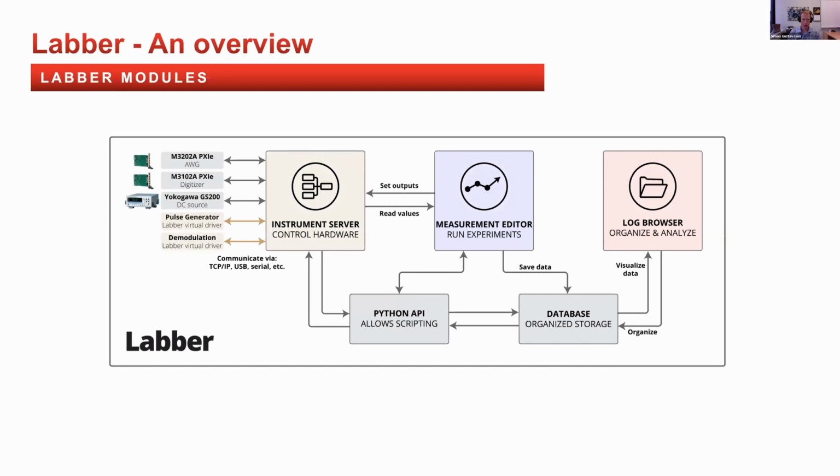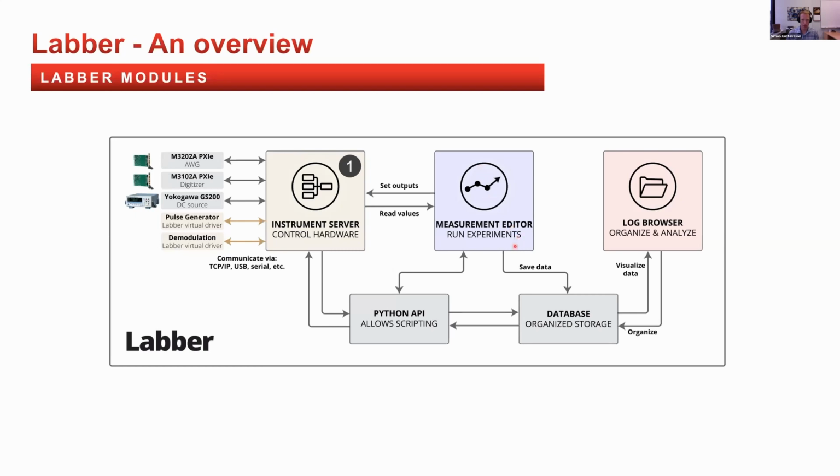So Labber consists of 3 different modules. It has an instrument server. Let me show this highlighter. On the left here, the instrument server talks to different instruments of different kinds, and this could be really any kind of instrument. It could be a DC source, it could be a Keysight instrument, or any other type of instrument. And then there is the measurement editor, which talks to the server to output and read values in these instruments. And finally, there's a log browser for looking at data that is stored after the measurement is complete. I will now go through these different components to show what it looks like in real life.